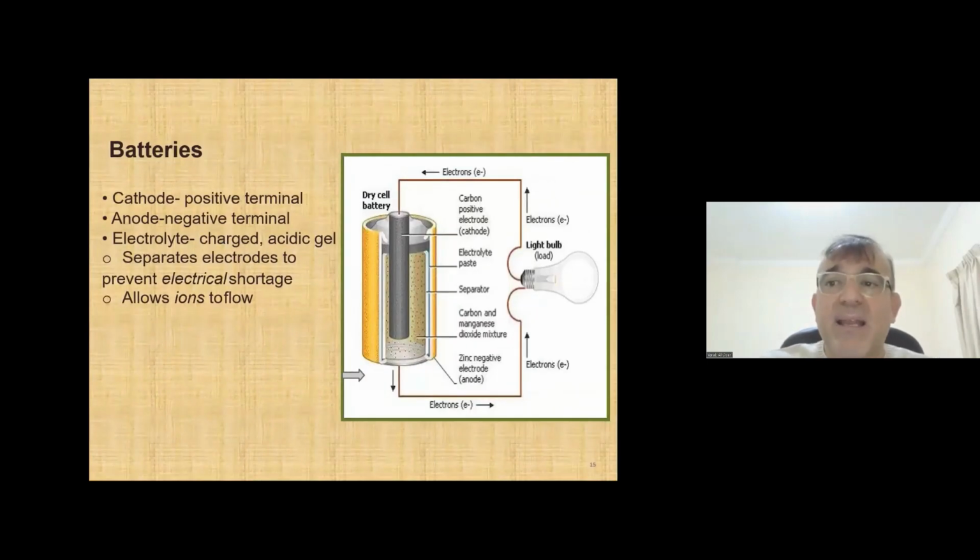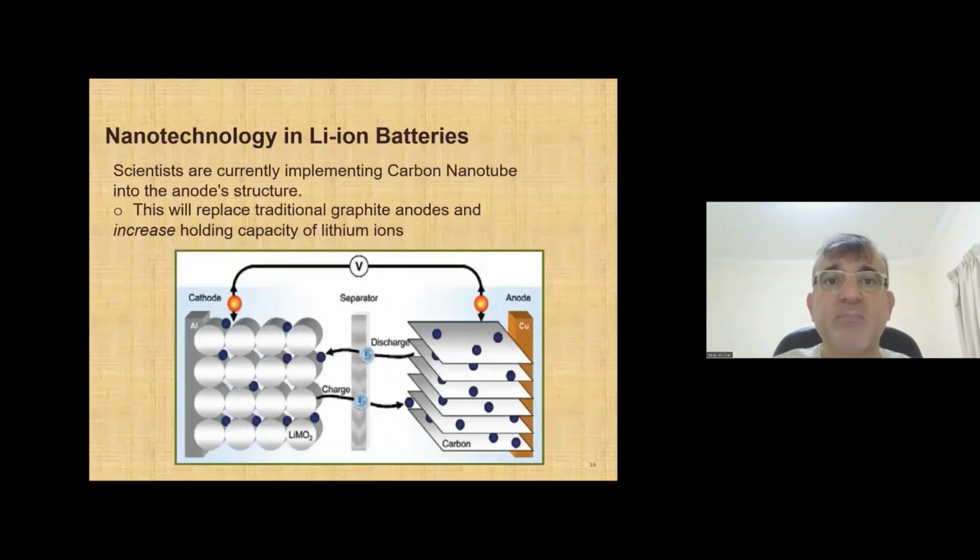Finally, batteries are very necessary for our daily life, represented by the cathode positive terminal, the anode negative terminal, and the electrolyte charge, an acidic gel that separates electrons to prevent electrical shorting and allow the ions to flow. Nanotechnology in lithium-ion batteries was granted the Nobel Prize in Chemistry around 2020, I think. Goodenough has passed away last year. Scientists are currently implementing CNT into the anode structure. This will replace the traditional graphite anode and increase the holding capacity of lithium ions.